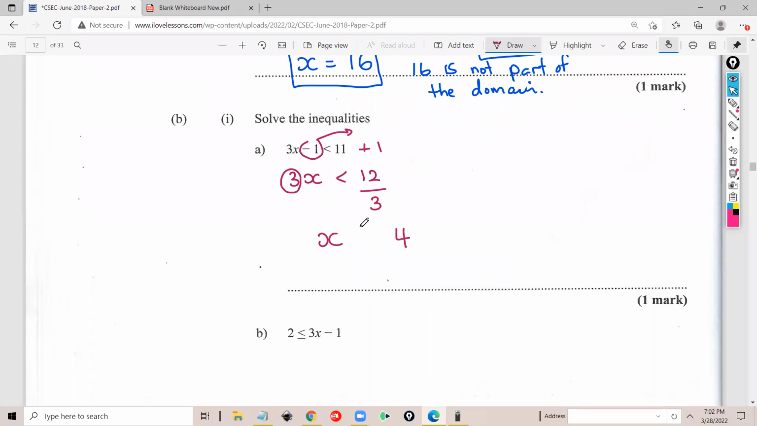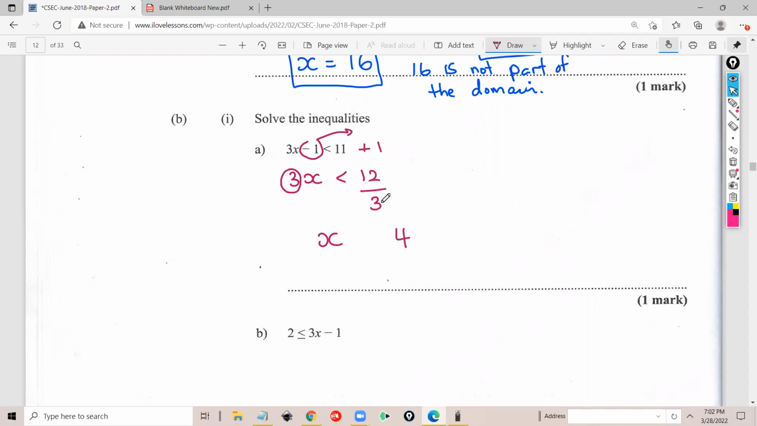Do we have to switch around the sign? I see some people switched around the sign and some people did not. What do you all think? Do you all think we need to change this from a less than to a more than? Right, Amaya, I agree with you. I think the answer is no, right?